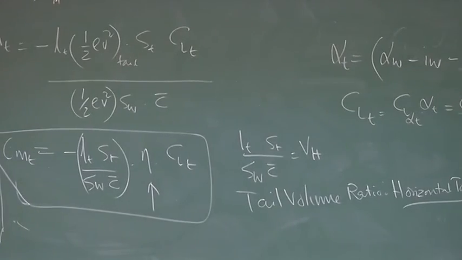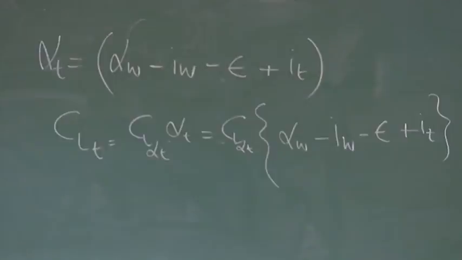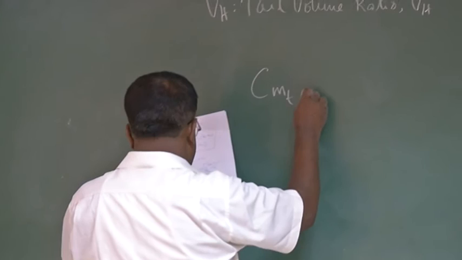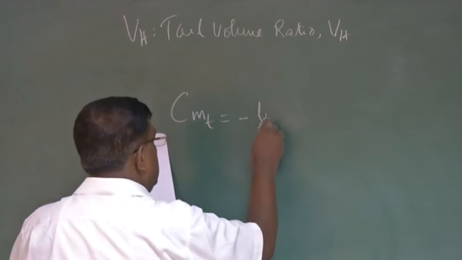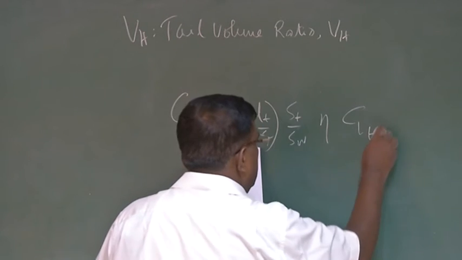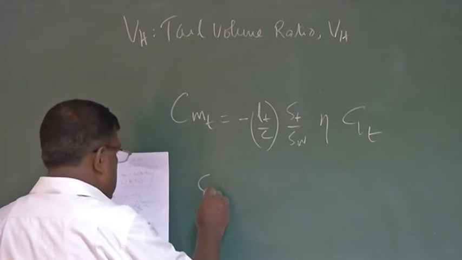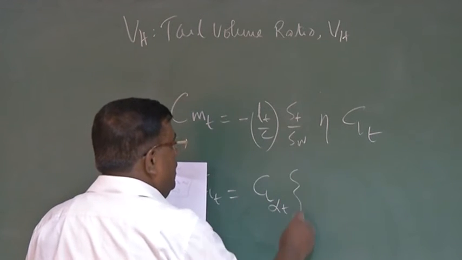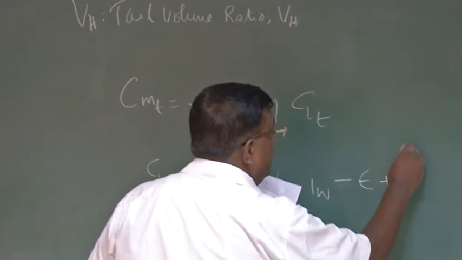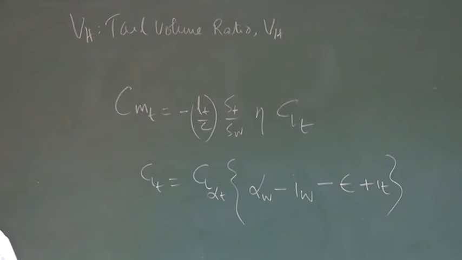Okay. Now, if we do some further arrangement, we'll find out what we are actually trying to look for in terms of CM naught and CM alpha expression. So you have seen that. Let me write this step: CM tail equal to minus LT by C bar, ST by SW, eta into CL tail, and CL tail is equal to CL alpha tail into alpha tail, where alpha tail is alpha W minus IW minus epsilon plus IT. I'll be quickly going through this derivation because this is not the main part of this course. I will only touch upon a few things so that I extract the maximum in terms of design aspects.